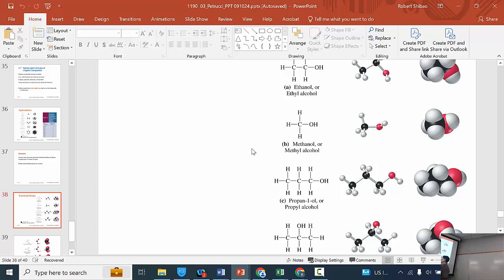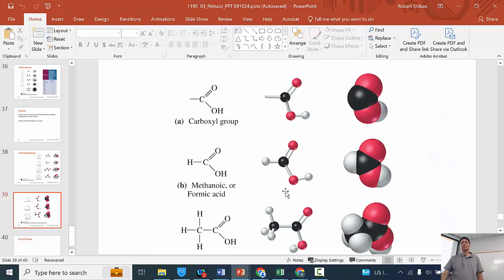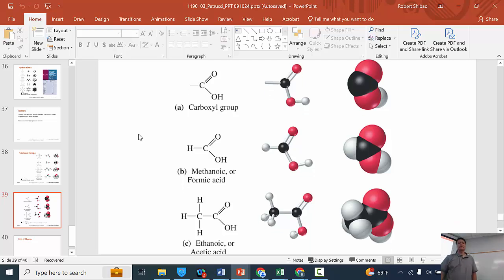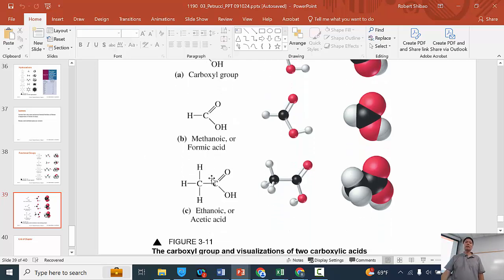Now, we have two types of propanol. We have regular propanol, and we have isopropanol. Isopropanol is the alcohol on carbon 2. Regular propanol, the alcohol is on carbon 1. You don't have to know these. Just know methanol and ethanol. You're going to have to know propanol and isopropyl alcohol later, but not now. You should know formic acid and, what's this one? Acetic acid. You should know those two. Formic and acetic, or methanoic and ethanoic acid.